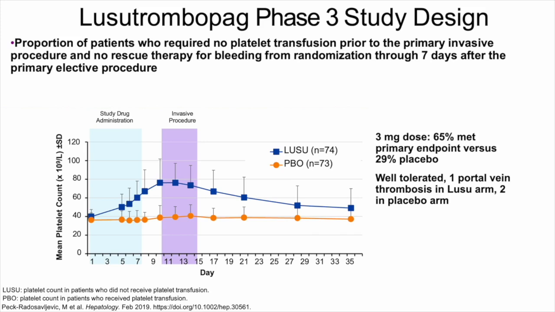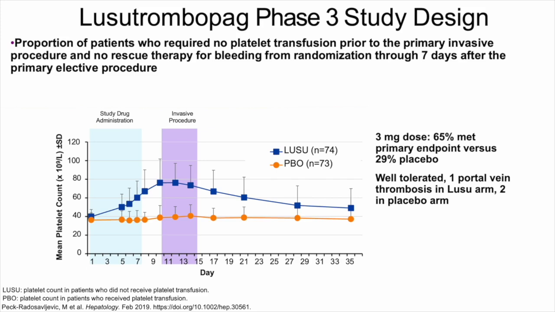Lusothrombopag is here, phase 3 design, and you can see here identical. So this was 3 milligrams, platelet count goes up. Again, 2/3 met the primary endpoint of being able to do the procedure without platelets, and it was well tolerated. There were some portal vein thromboses here, which is always a risk with these TPOs if the platelet count gets too high, but there was 1 in the lusothrombopag arm, 2 in the placebo arm, and in general, everybody managed to get their procedures done safely.